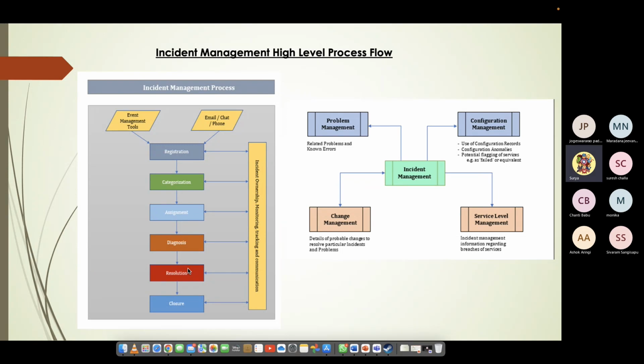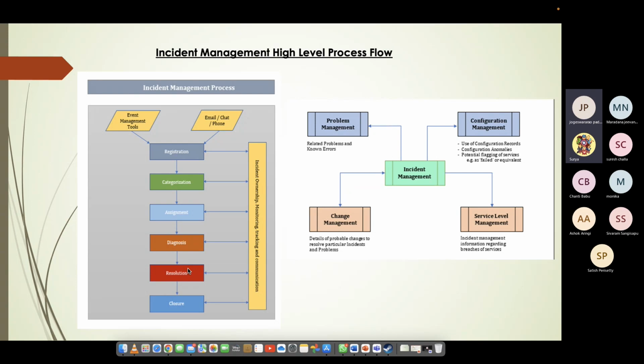I think we already discussed the KB article in the definitions. So again, I am giving it to you: a KB article is a reference document to troubleshoot the problem. By referring to the document, you will provide the resolution. Once the issue is resolved, you can close the ticket.